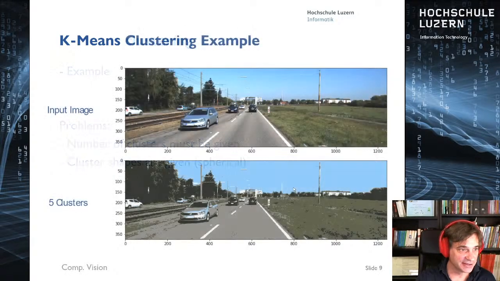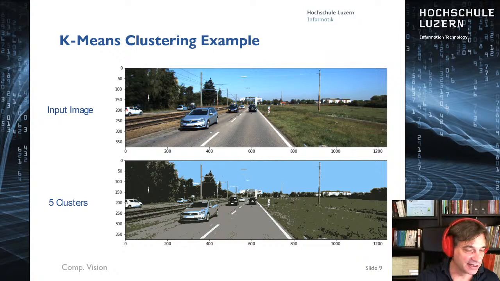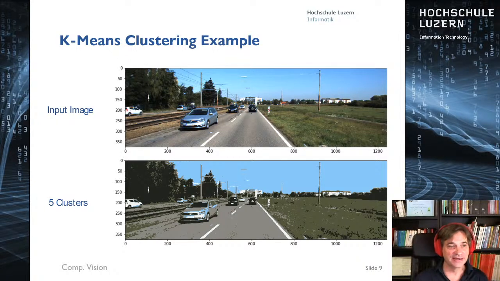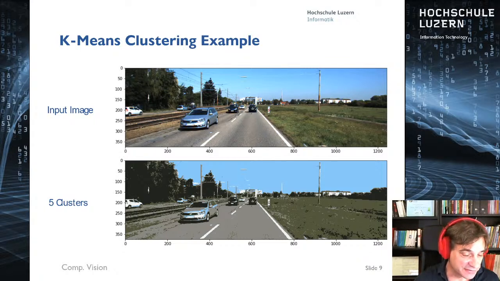For example, here is one example. This is actually from the exercise on K-means clustering. At the top you have one image, which is an image from the car data set for self-driving cars, where you try to understand the scene that the car sees, and you see the clustering here at the bottom. So it's not so bad.